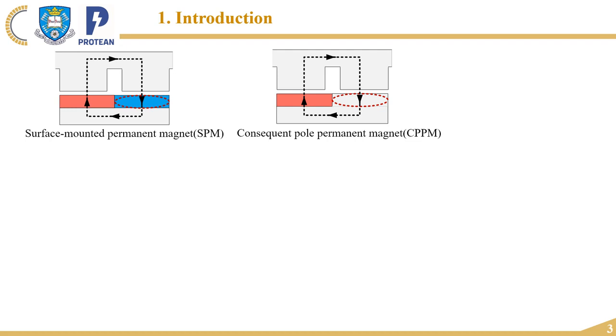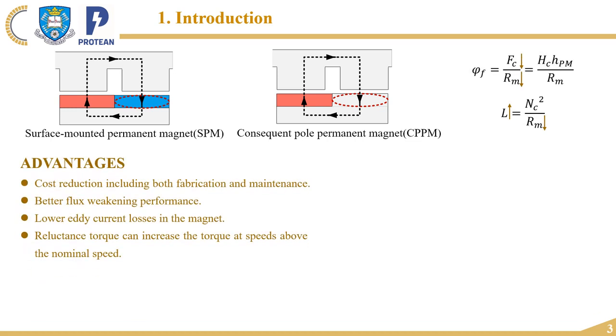Shown by the black dashed line, in this flux circuit, the magnet potential is halved. But what's more, the flux resistance is also almost halved. That means the PM-caused flux linkage is almost the same. Consequently, in this way, we can maintain almost the same output torque while reducing the amount of PM by half. So it can achieve cost reduction, including both fabrication and maintenance.